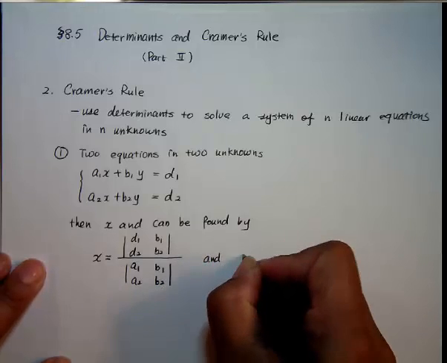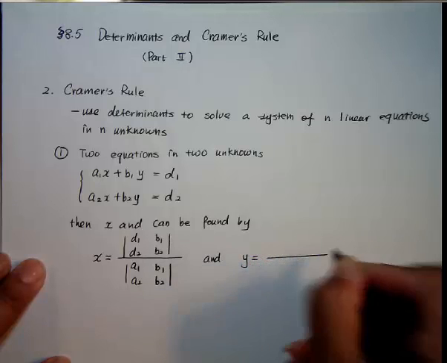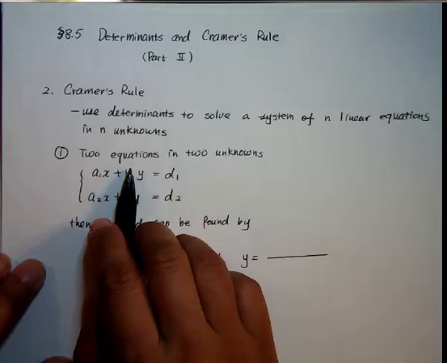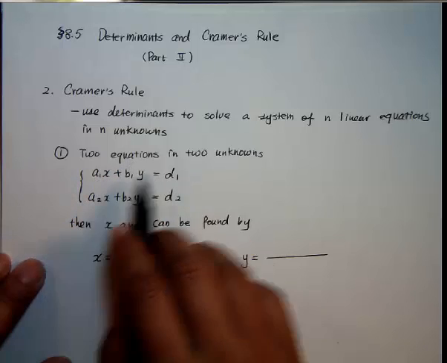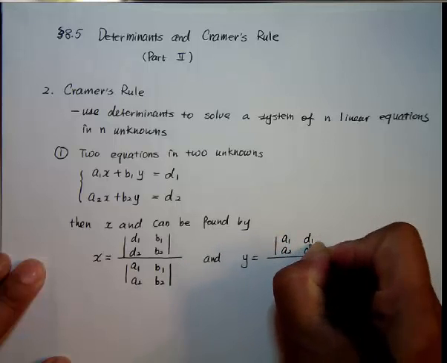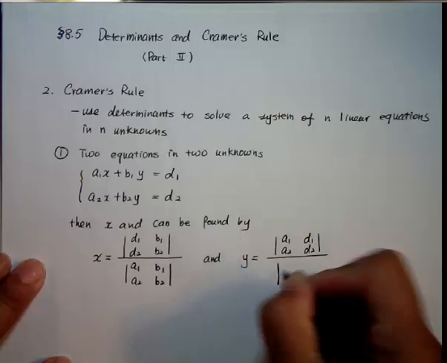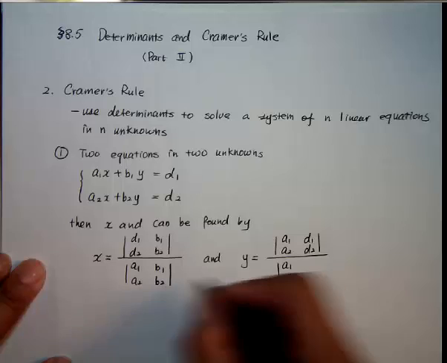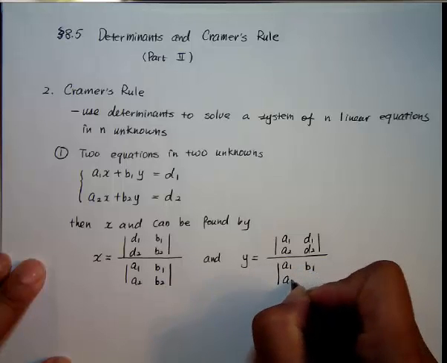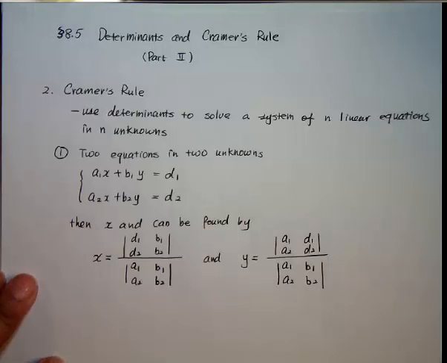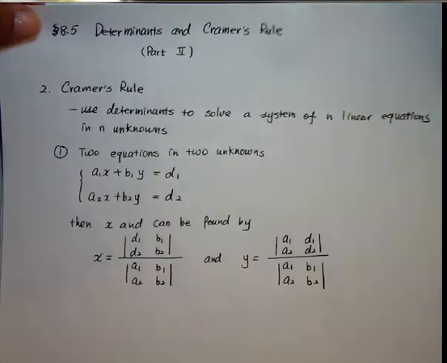And y, think about taking away the y column. So in here the matrix has A1, A2, D1, D2, and over the same coefficient matrix determinant. That's 2 by 2.